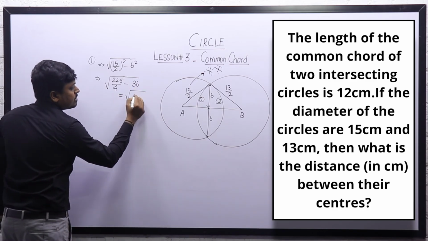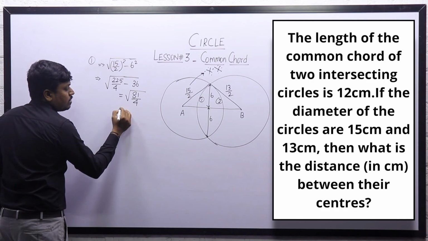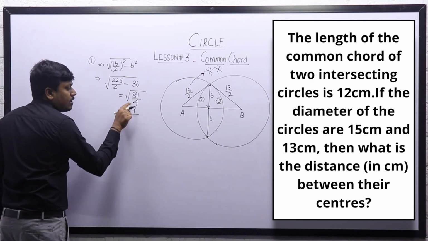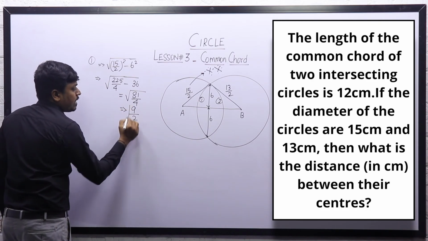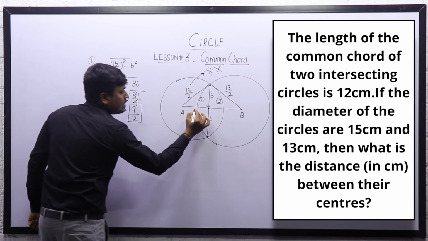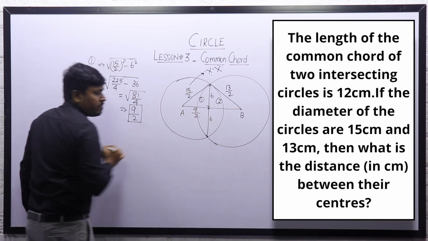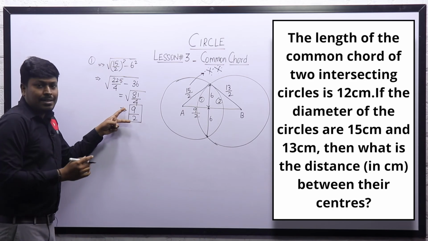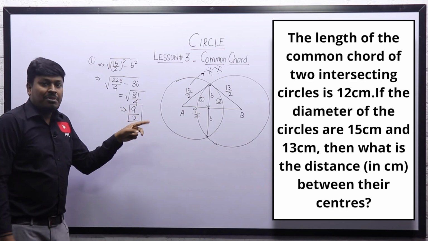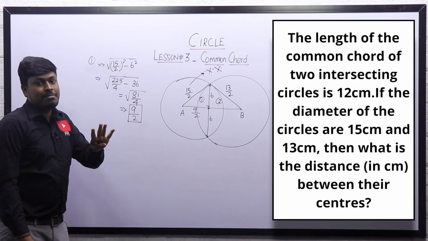So this can be written as root of 81 by 4. So root of 81 will be 9. So root of 4 will be 2. So 9 by 2. So finally we found this distance is 9 by 2. Got the logic? Don't try to write this in the form of a decimal value, right? Keep the number as it is.